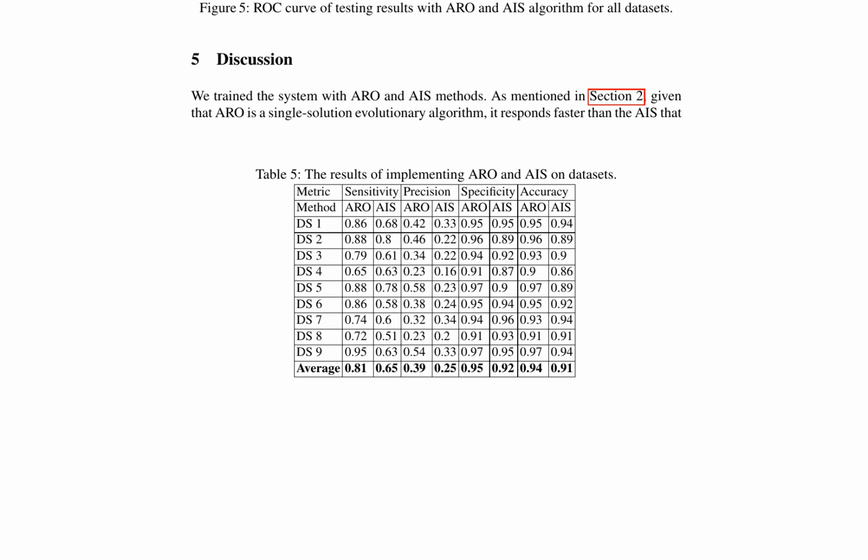The results indicate that ARO outperforms ICE in all the metrics, with an average sensitivity of 0.81 and precision of 0.39, compared to 0.65 and 0.25 for ICE. Moreover, ARO demonstrates a significantly shorter training time, averaging 6.25 seconds, making it more suitable for real-time fraud detection systems.